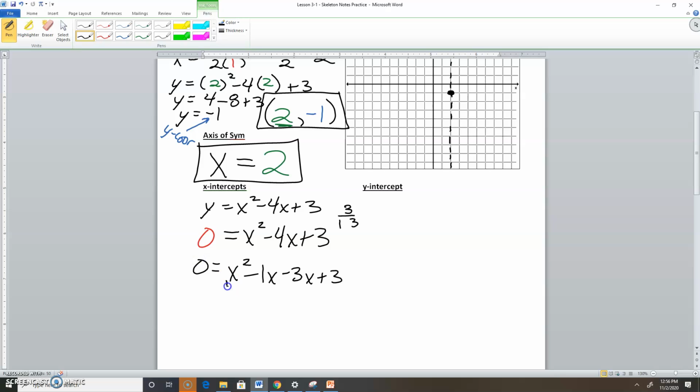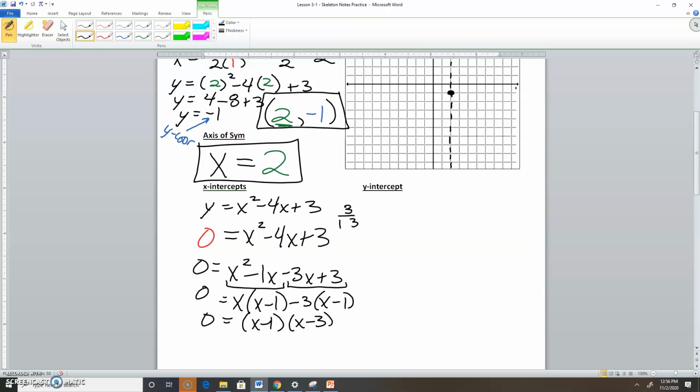Okay, and it still equals 0. What can I pull out of these two? Pull an x out, left with an x minus 1. Remember, I can pull out a negative for sure. They both have a 3. Again, leaves me with an x minus 1. So I've got 0 equals, x minus 1 is one of the factors, and x minus 3 is the other.